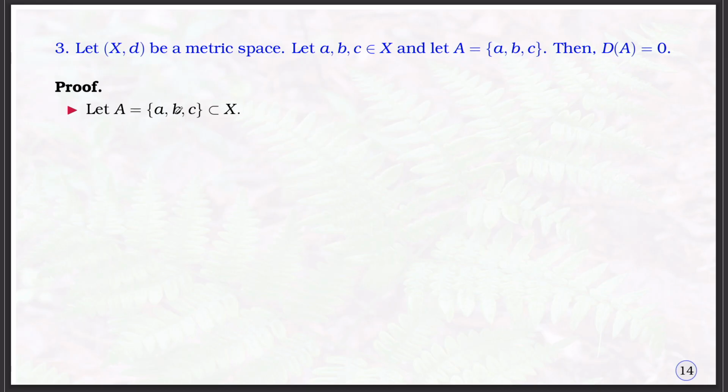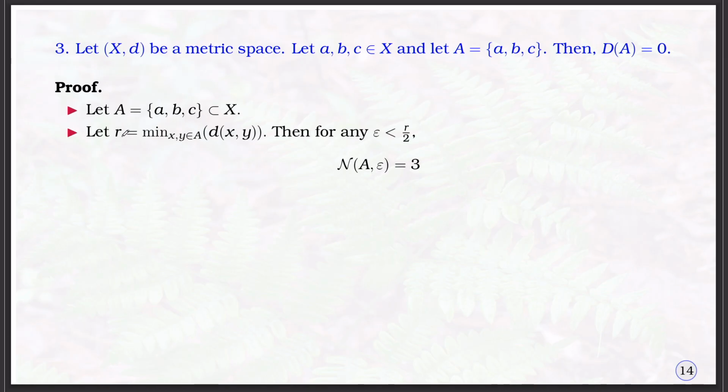It is easy: A is a finite set contained in X. If you choose R as the minimum among the distances between any pair of these points, then choose epsilon less than R by 2. That means if you have 3 points A, B, C, maybe randomly, not on a straight line, anywhere, you can find the distances between A and B, B and C, and A and C. Choose the minimum among all the numbers.